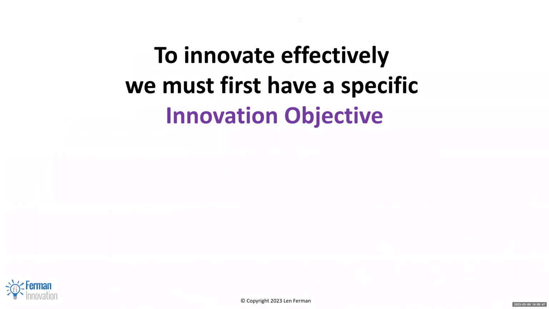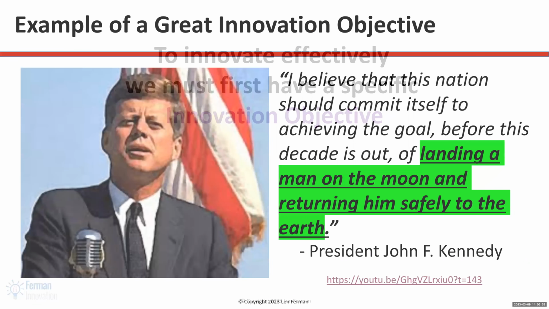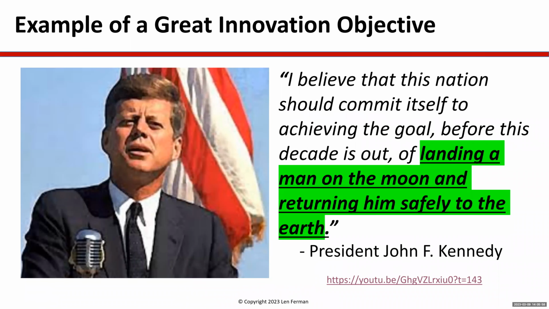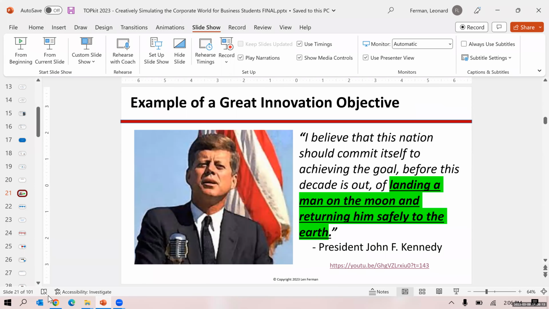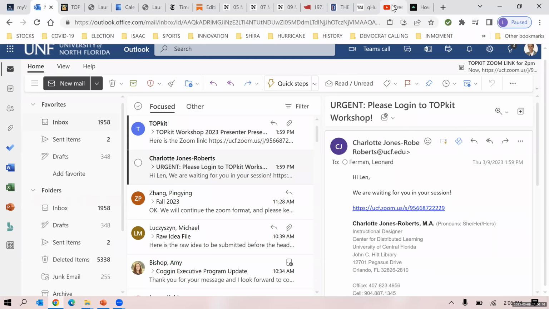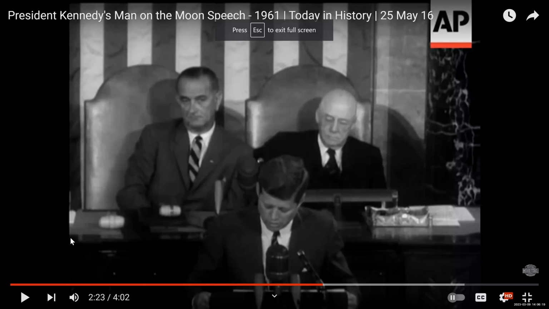Now, to innovate effectively, I've also found that it's very important to first have a specific innovation objective. So I'm very big on teaching students to come up with good innovation objectives. And I like to share my favorite innovation objective. I think the greatest innovation objective in history was when President Kennedy said, we're going to land a man on the moon and return him safely to the earth. I'm so passionate about this one that I want to actually show you that moment from 61 years ago. Here's a YouTube video where President Kennedy, in his State of the Union address, makes this famous statement.